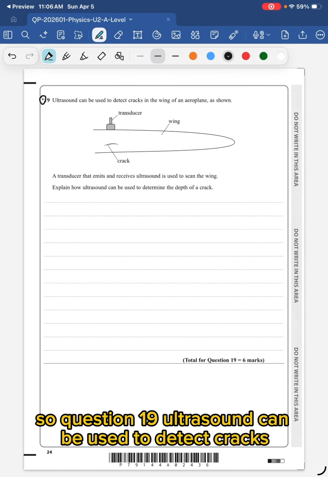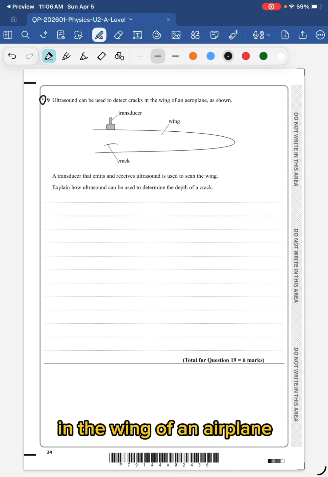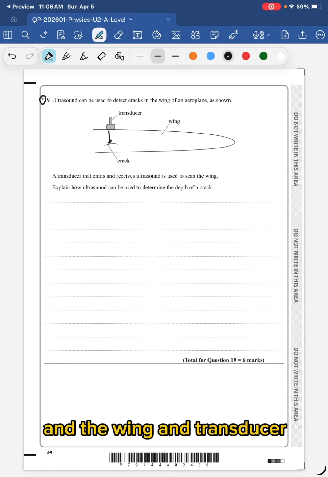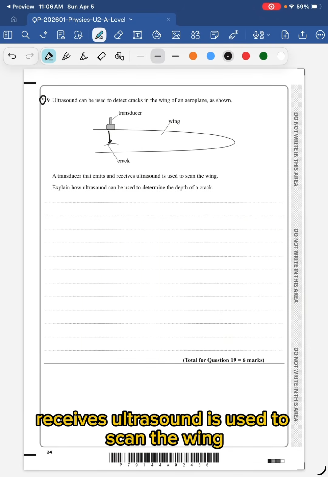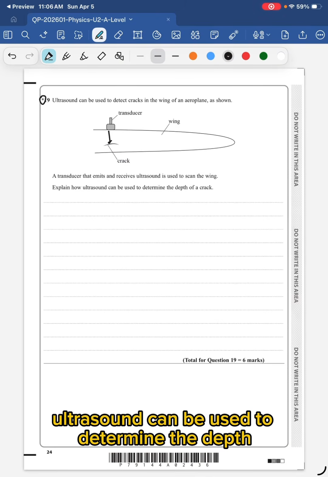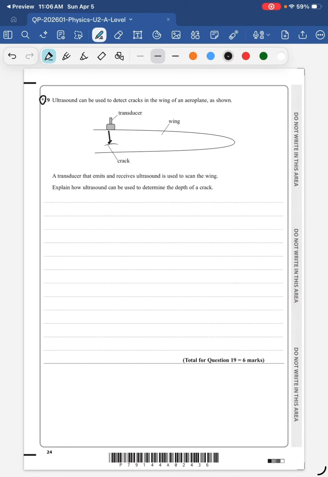So, question 19, ultrasound can be used to detect cracks in the wing of an aeroplane as shown. Okay, we see the transducer and a crack, and the wing. A transducer that emits and receives ultrasound is used to scan the wing. Explain how ultrasound can be used to determine the depth of a crack.